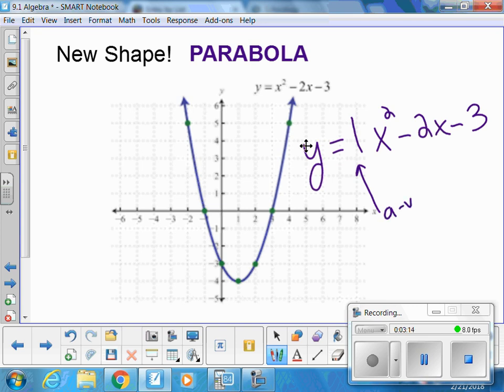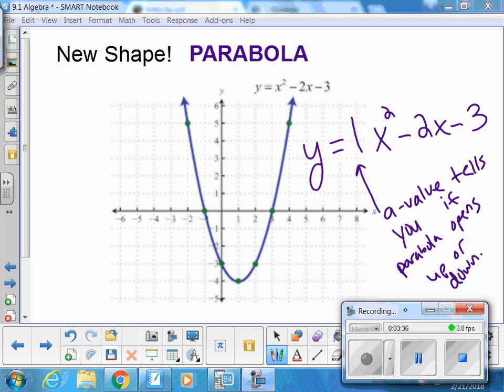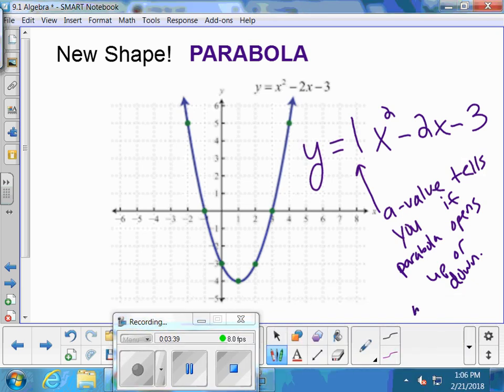So the A value tells you whether it opens up. I don't want to write this. The A value tells you if the parabola opens up or down, and it tells you how wide or skinny the parabola is. So I'll talk about that in a minute. Just by looking at that number out front, you know if it opens up or down and whether it is wide or skinny.